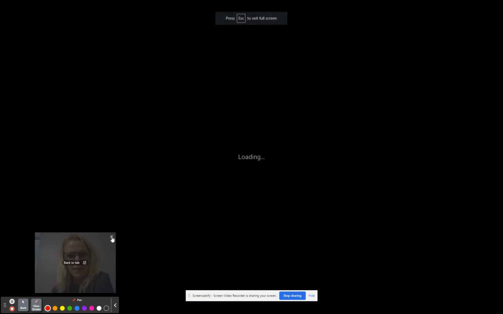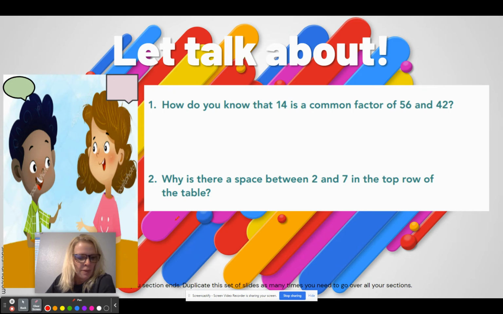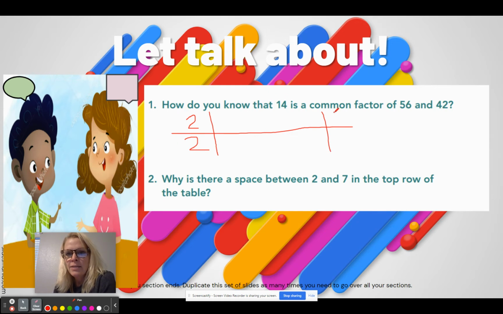So we kind of made reference to this little part on the bottom of page 6. How do you know that 14 is the common factor? Remember when we looked at the table, the two common numbers that were in the table row were 2 and 7. Now, if you look at it, you would have, I think it was 2 times 2, blank space, 7, and then we had 2 and then a 3 right here.